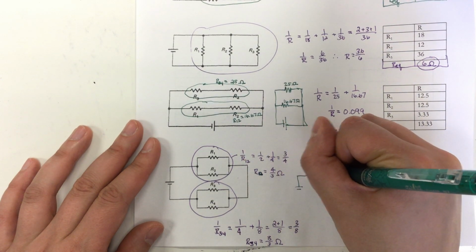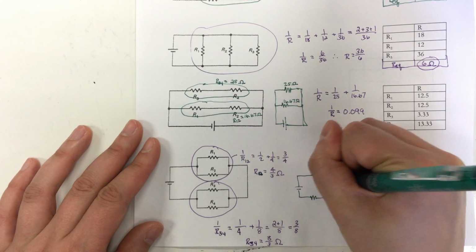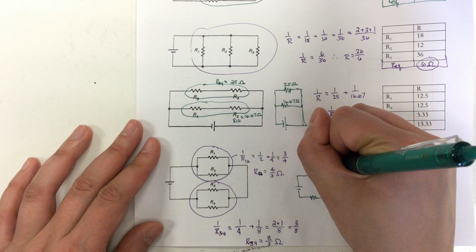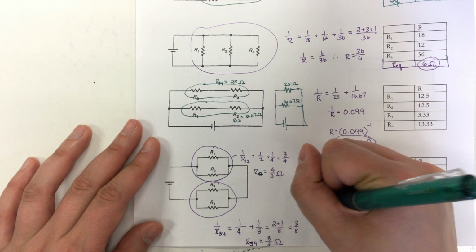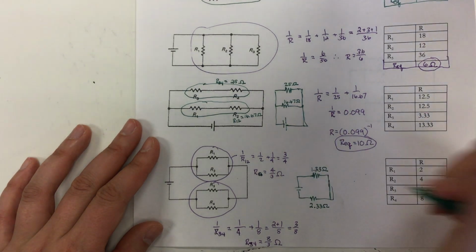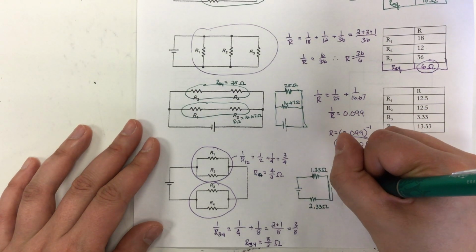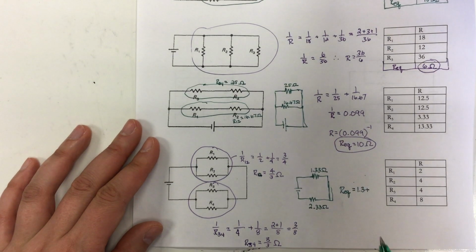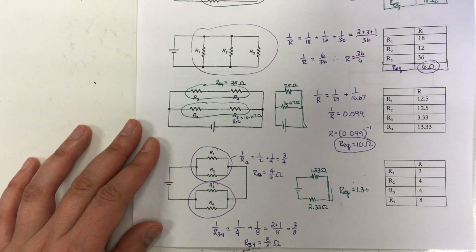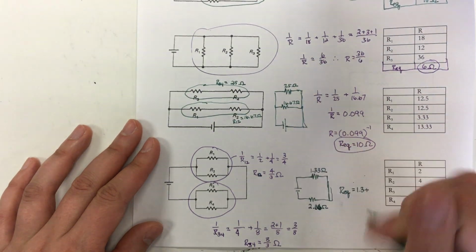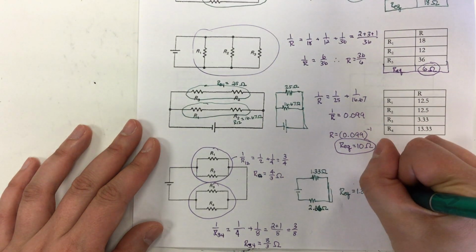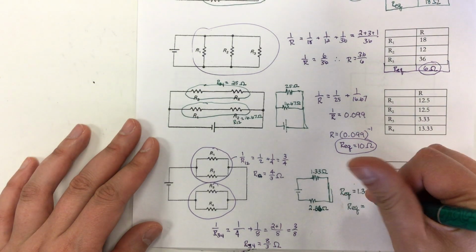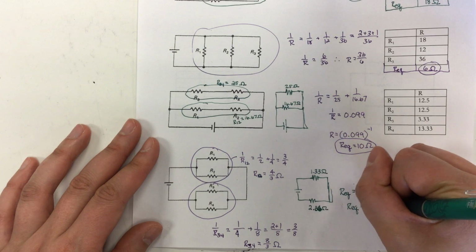R12 and R34 now form a circuit that looks like this, with 1.33 ohms here and 2.33 ohms here. And since these act like they're in series, the equivalent resistance of this circuit is 1.3 plus, math, 8/3 is actually 2.6, my bad. So 8/3 is 2.6. And that means my equivalent resistance is approximately 4 ohms.